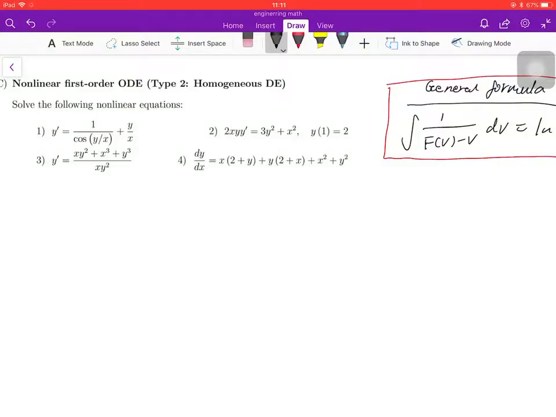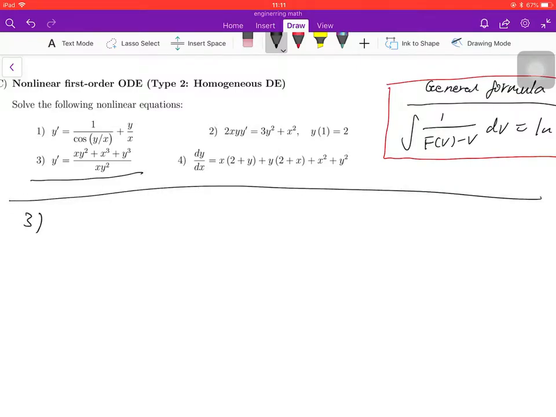Okay guys, we see question number 3. So number 3, we have y prime equal to (xy squared plus x cubed plus y cubed) divided by xy squared.